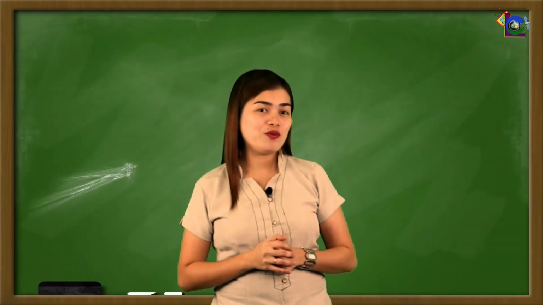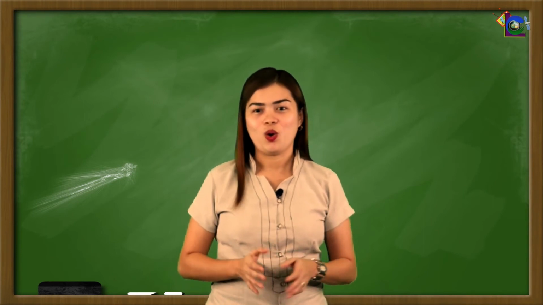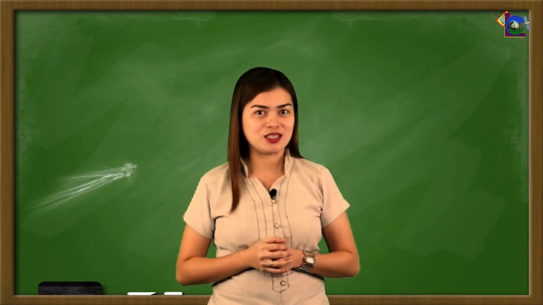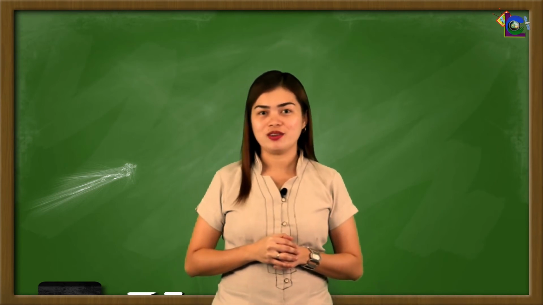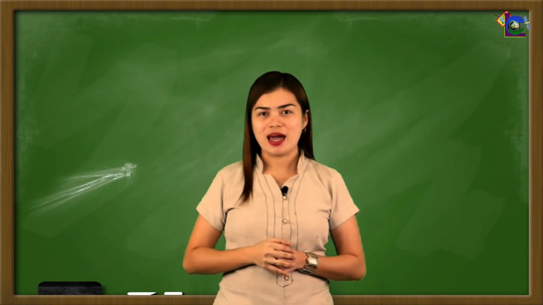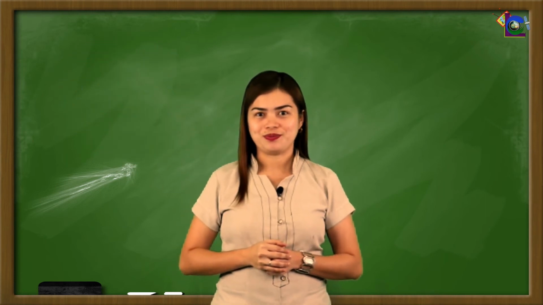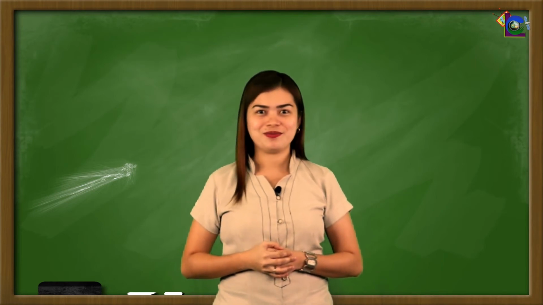Kindly get your 1/4 sheet of paper together with your ball pen. We will now be having our assessment. Just write the letter of the correct answer on your answer sheet. You have 5 seconds in every item to answer. Are you ready? Let's start.